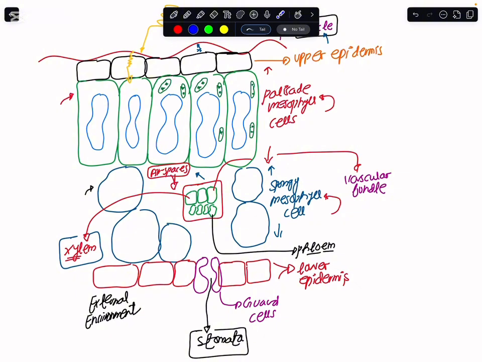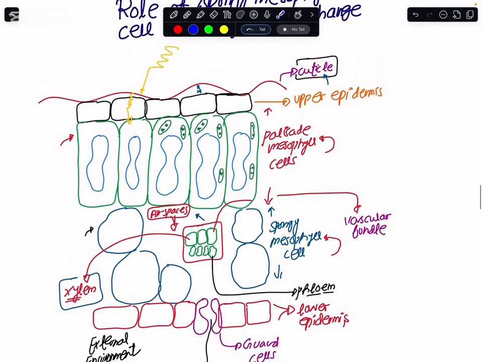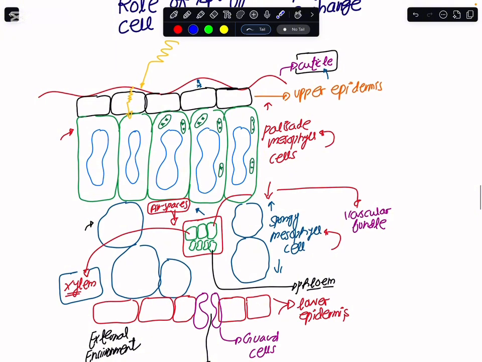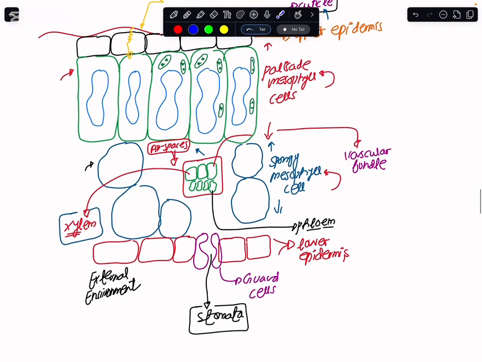Now the situation is that when the light would hit the plants and start to enter into the leaf, these palisade and the spongy mesophyll cells would start to photosynthesize. And when they have started to photosynthesize, they would be in need of the carbon dioxide gas. And where is this carbon dioxide gas present? This is present in the external environment. So if I have to take this carbon dioxide into the plants, then these stomata that I have got need to open up.